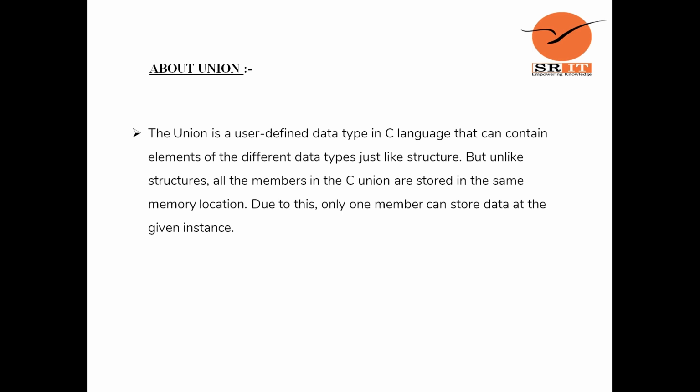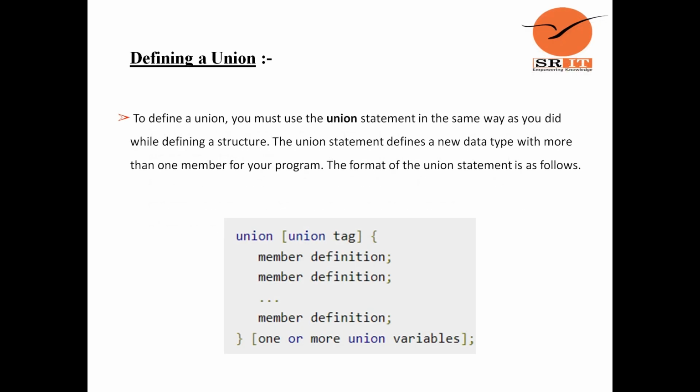But unlike structures, all the members in a union are stored in the same memory location. Due to this, only one member can store data at a given instant. In a union, at one time we can store only one variable.